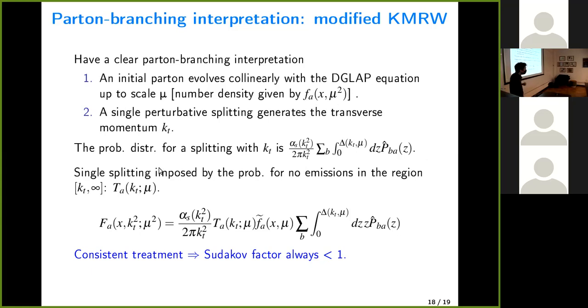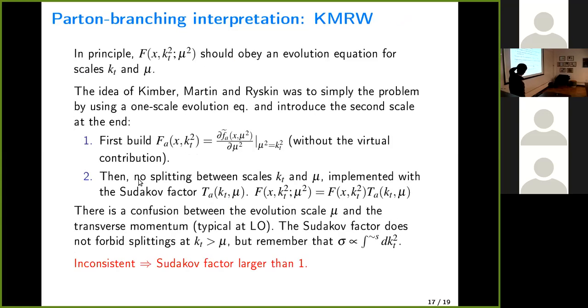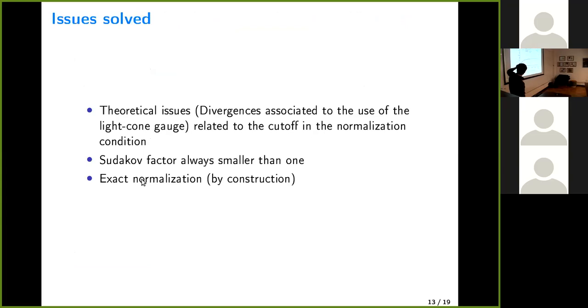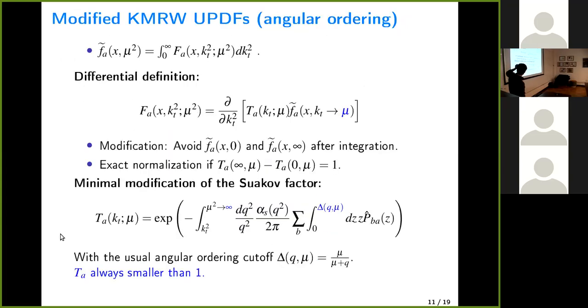If you want just one splitting, then you need to forbid another splitting. And so in order to forbid another splitting between scale mu, scale KT and infinity, you need in fact this Sudakov factor, the new Sudakov factor, right? Whose expression was given here, okay? Yes, it is always smaller than one.